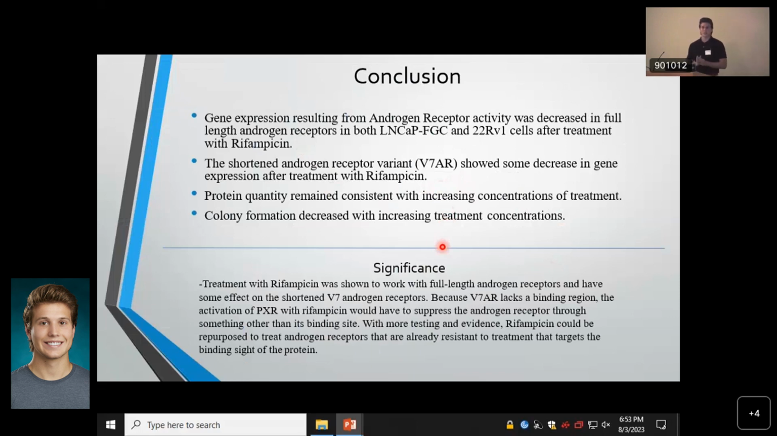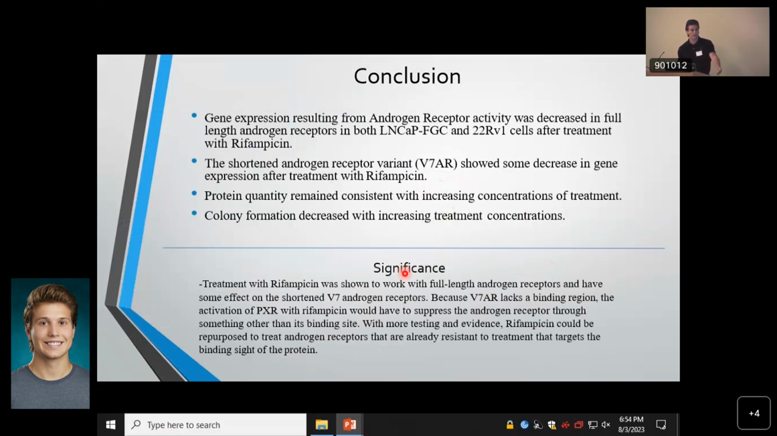To sum this all up and bring everything together, the significance is the treatment with rifampicin. This is shown to work with both the full length and the shortened V7 androgen receptors. Because the V7 androgen receptor lacks this binding region, the activation of PXR with rifampicin would have to suppress the androgen receptor through something other than its binding site.